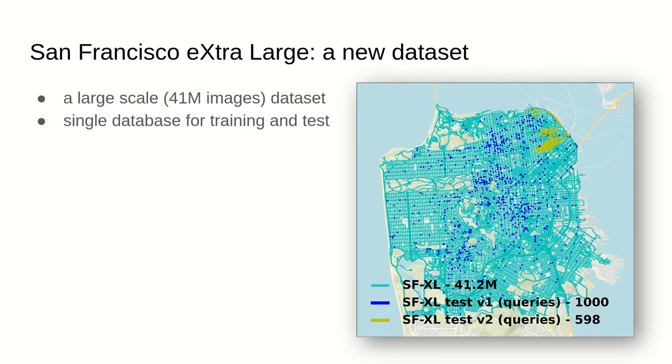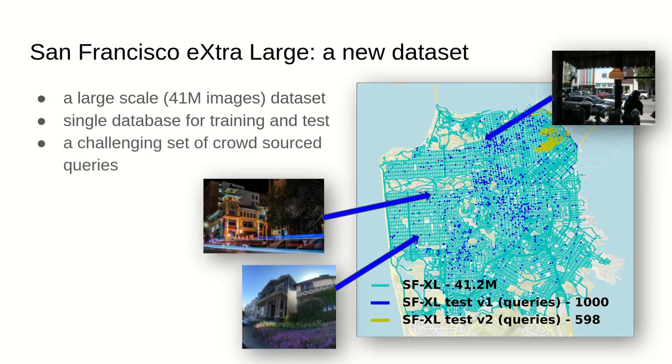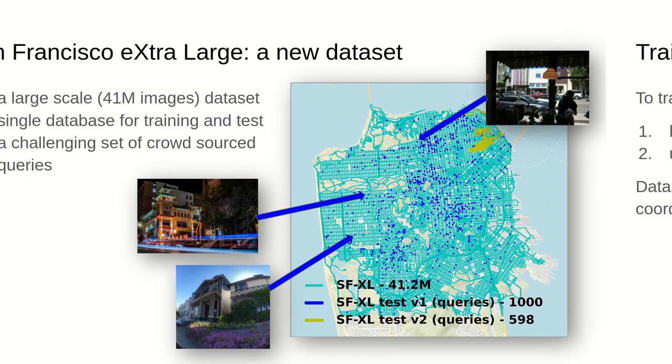So what we did first is introduce a large-scale dataset called San Francisco Extra Large. There is a database of 40 million images used for training, which is also used as a database at test time, when the final goal is to geolocalize 1,000 challenging queries. Now the problem is that current training methods cannot handle such large datasets because mining prevents scalability.